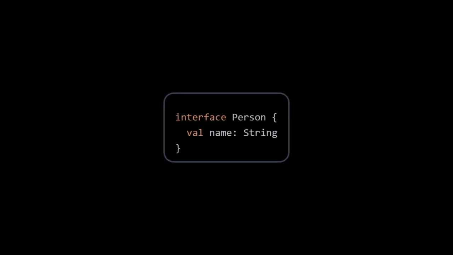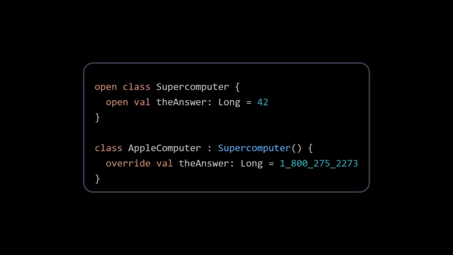Properties do not need fields. Rather, they conceptually represent accessors, a getter for a val, and a getter and a setter for a var. This is why we can define them in interfaces. For example, a Person interface can declare a name property of type String. This means that this interface promises to have a getter. We can also override properties, like overriding the answer property in a subclass.